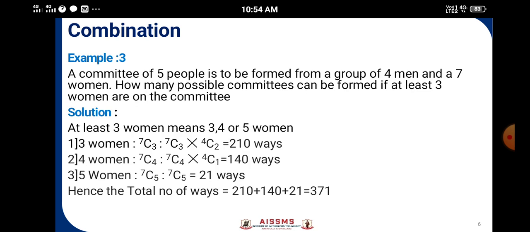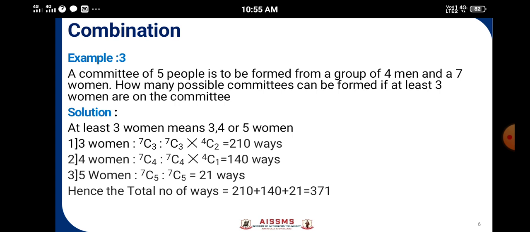Consider the third example of combination. A committee of 5 people is to be formed from a group of 4 men and 7 women. How many possible committees can be formed if at least 3 women are on the committee? At least 3 women means 3, 4 or 5 women. So first case for 3 women is 7C3 into 4C2. That is 210 ways.